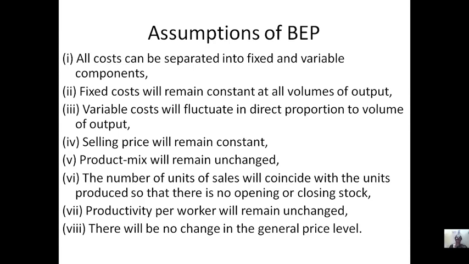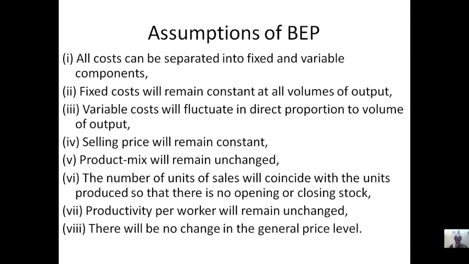And the next one, it is assumed that only one product is produced, or the product mix will remain unchanged. In practice, once upon a time companies generally used to manufacture only one product, but nowadays almost all companies are manufacturing different varieties of products. When a company manufactures and sells different varieties of products to consumers, that is called product mix. Here the assumption is that companies should manufacture only one product, or they should not change the product mix.